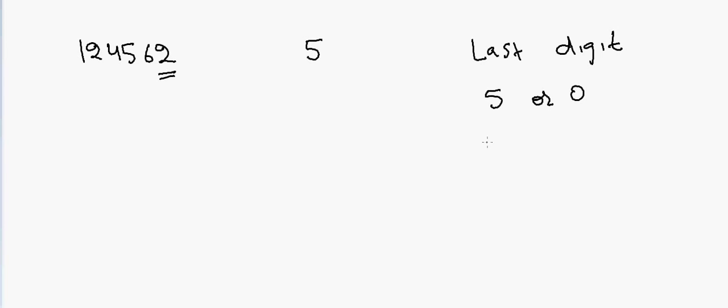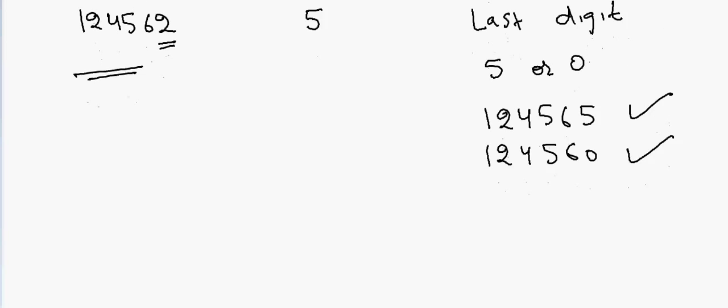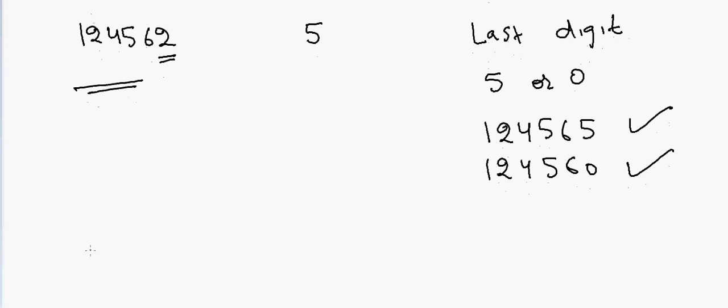If I would have 124565, then it would be, or if I would have 124560, then it would be, but not in this case. So we know this now. Now let's talk about divisibility by 6.